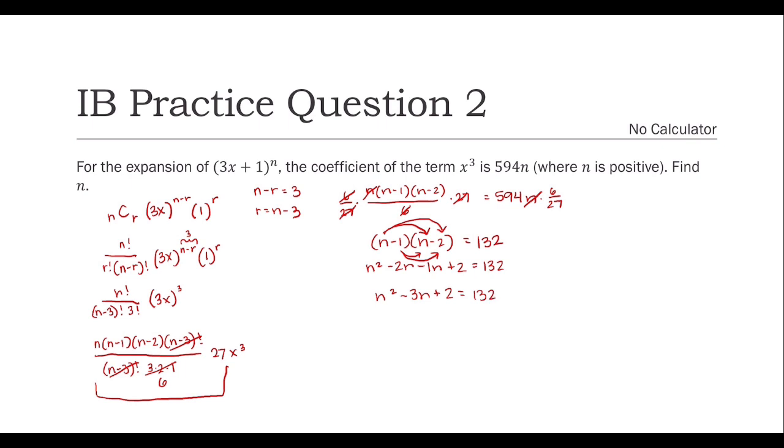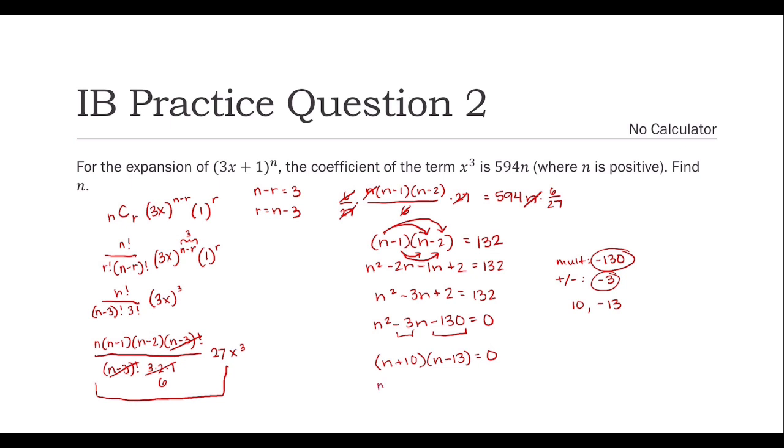We'll set this equal to 0 so that we can factor it. So we have n squared minus 3n. So we're subtracting 132 from each side. So we get minus 130 equals 0. So this right here can factor. So we need two numbers that multiply to negative 130 and add to our b value, negative 3. So if we have 10 and negative 13, then those numbers can add to negative 3 and multiply to negative 130. So we get (n + 10)(n - 13) equals 0.